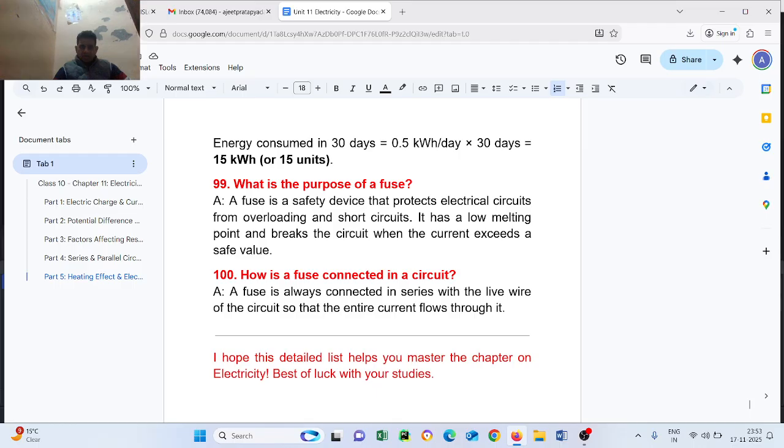Question number 100. How is a fuse connected in a circuit? A fuse is always connected in series with the live wire of the circuit so that the entire current flows through it.